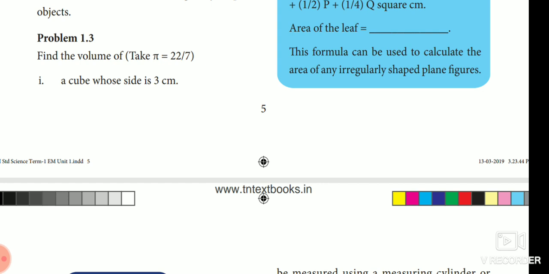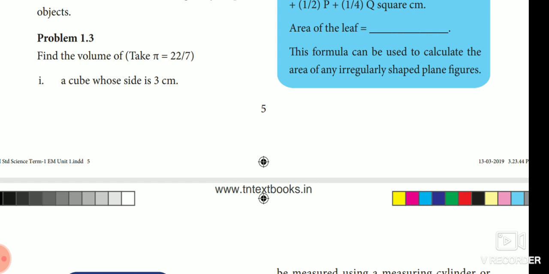We have to find the volume of first, a cube whose side is 3 centimeter. Already you know the volume of a cube. Yes or no? So here side is 3 centimeter. Volume of cube is equal to a into a into a, that is a cube. So 3 centimeter into 3 centimeter into 3 centimeter. 3 3s are 9, 9 3s are 27. So the answer is 27.